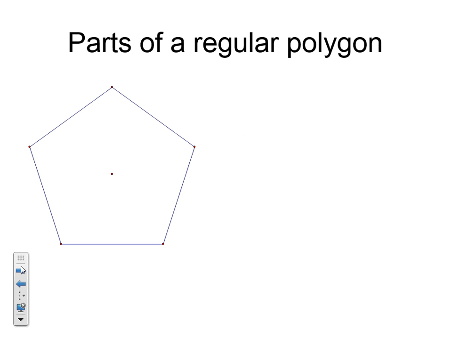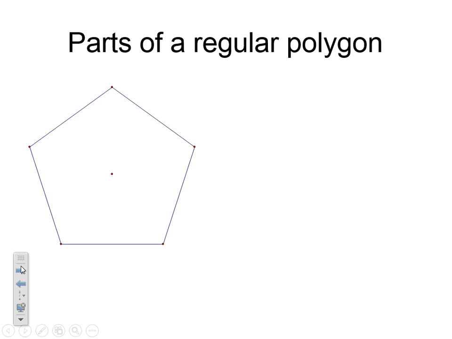So first we need to start with the parts of a regular polygon. Please draw this picture into your notes, okay? Parts of a regular polygon. There are going to be some key words that come up in our descriptions, and we need to be able to draw a good picture and also label those pictures correctly.